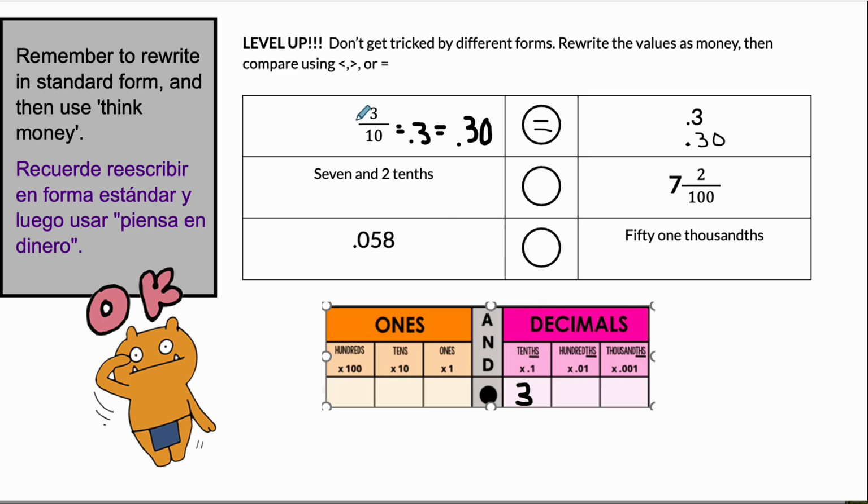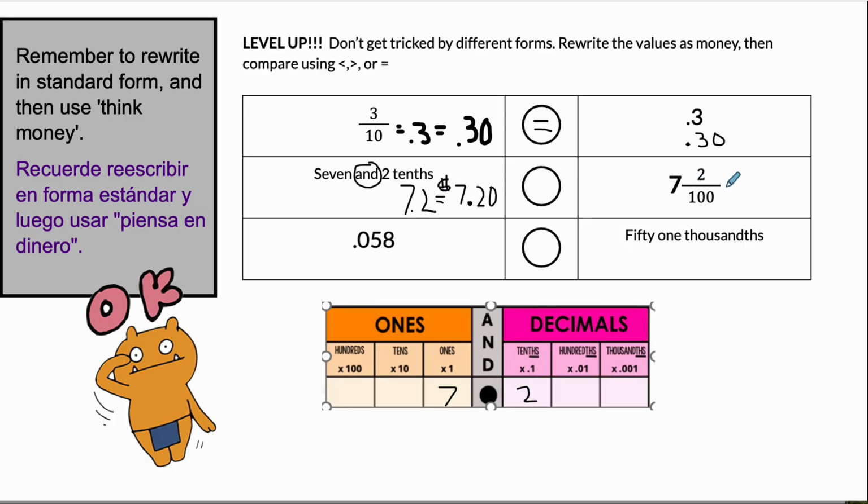Let's try one more. 7 and 2/10. My 7 is my whole number, and the 2/10 has to end in the tenths place, right here. 7 and 2/10 is $7 and 2 dimes, which is $7.20, because each dime is worth 10 cents. Boom, boom. Thinking money.